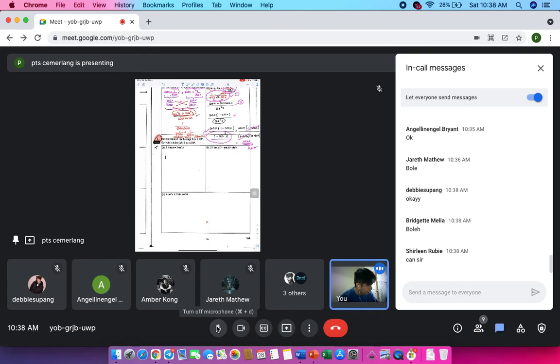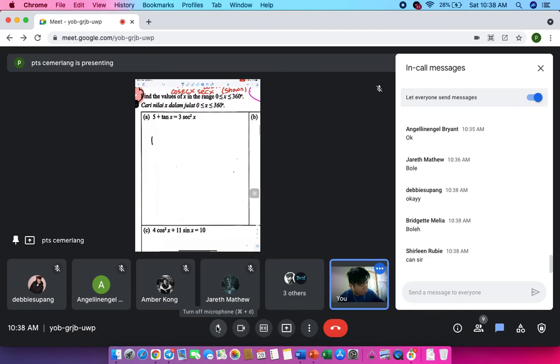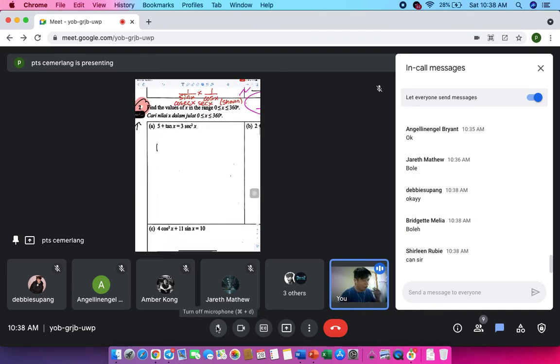Okay, I'm going to throw this one away. Okay, everything I throw away. So I will start with question A. Let's see how we are going to find the answers over here. How do we find the answer for the value of X, when the question says find the values of X in the range of 0 until 360?